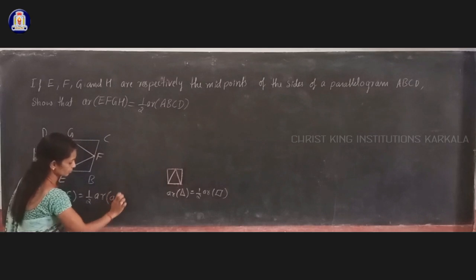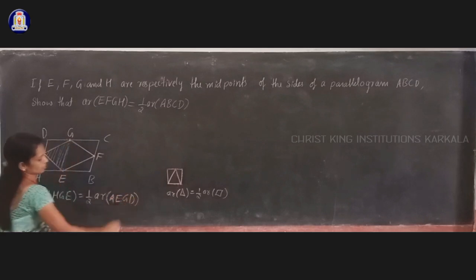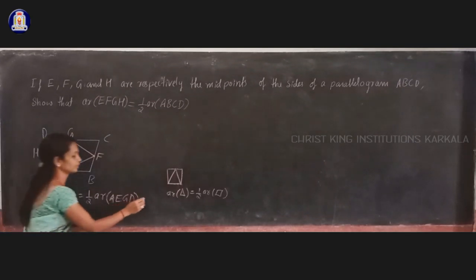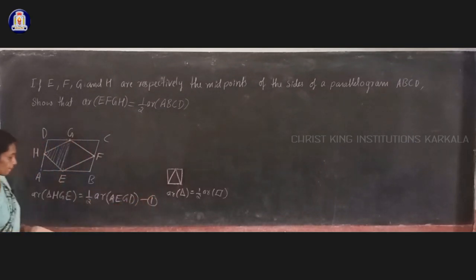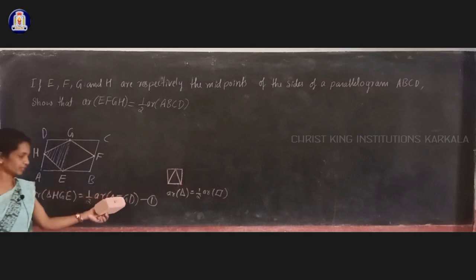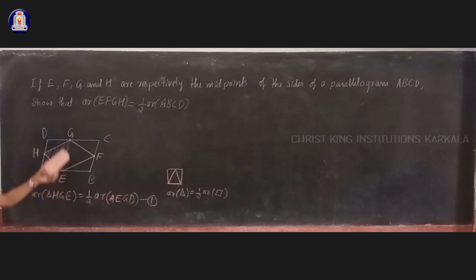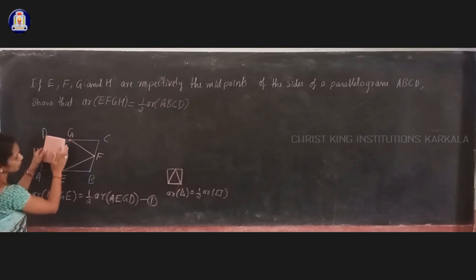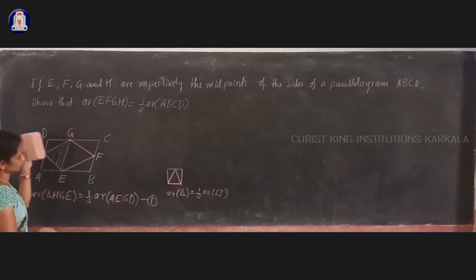AEGD, and take this as equation 1, and you have to write a reason too, okay. Since triangle HGE and parallelogram AEGD are on the same base and between the same parallels, we have this. The same you can see in the other part of the figure also, okay.